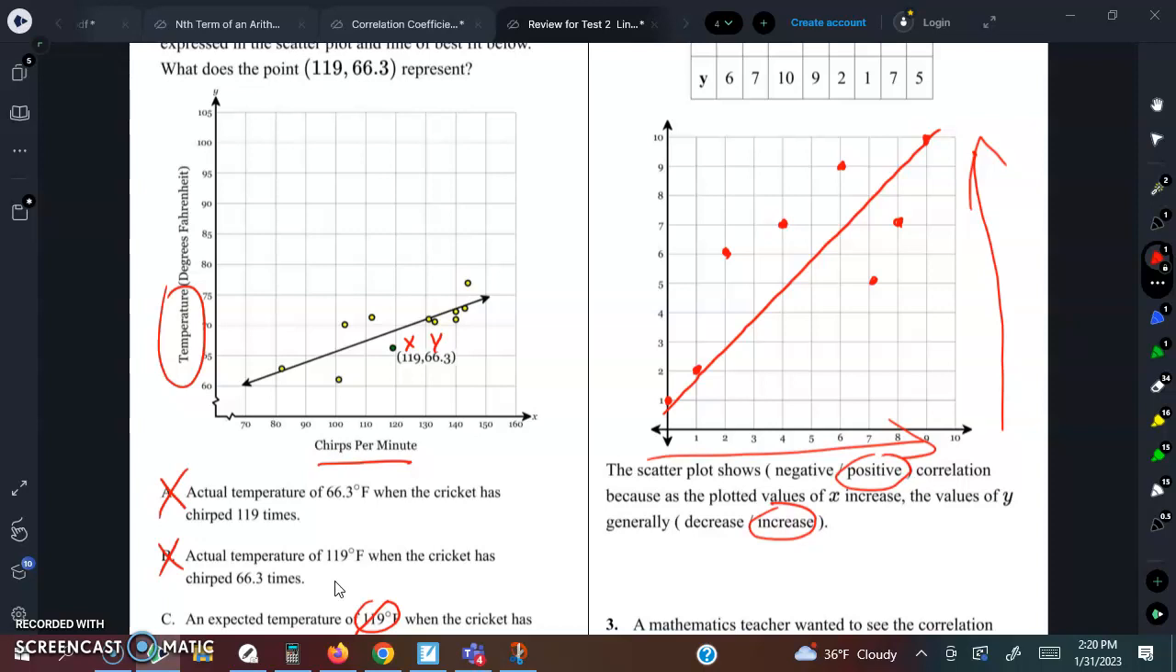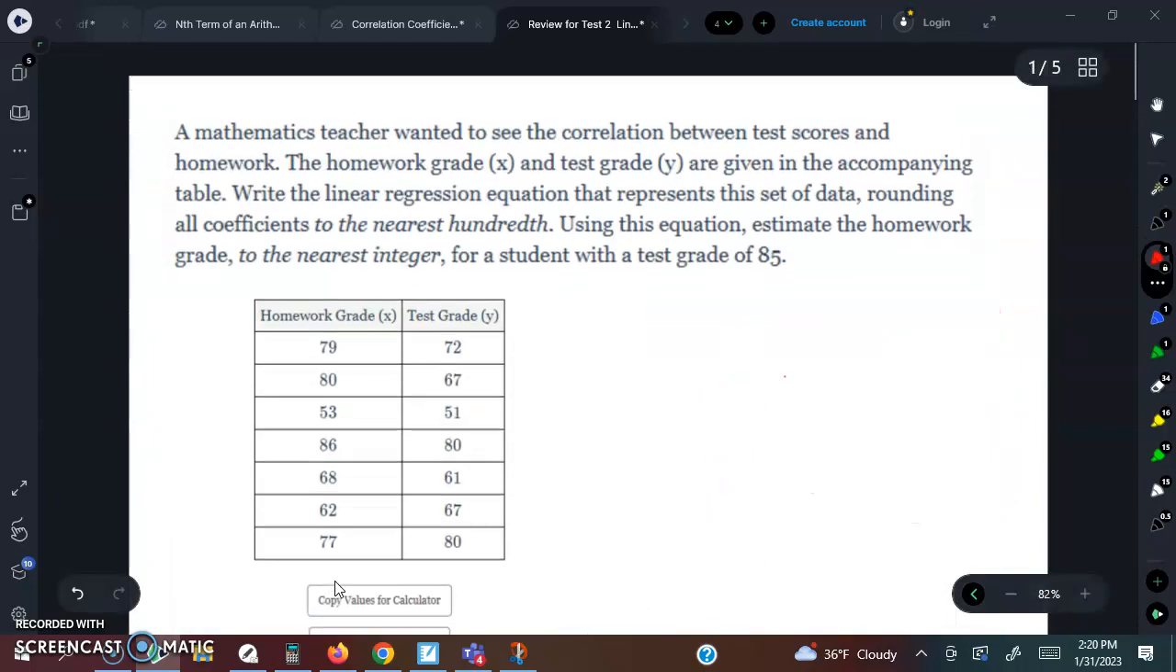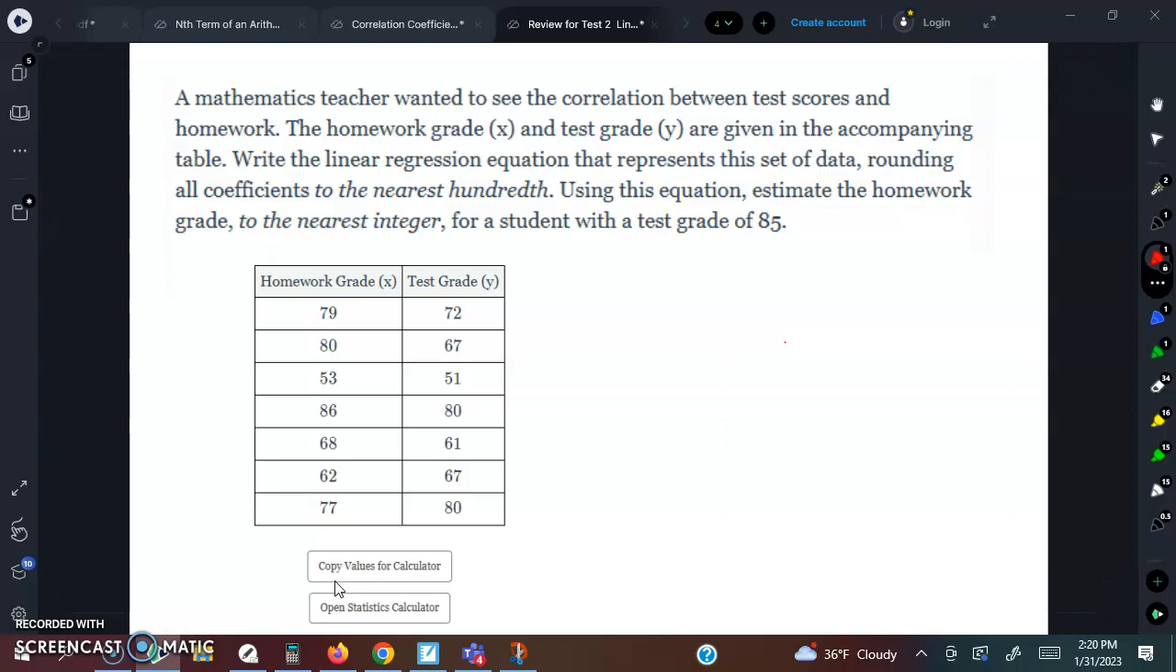Alright, the next thing I'm going to show is linear regression. So with linear regression, we're looking at a question like this. Okay, the mathematics teacher wanted to see correlation between test scores and homework. The homework grade is X, and the test grade is Y.